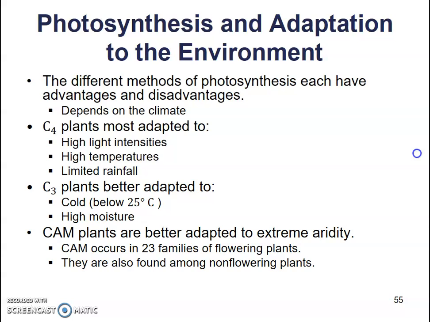CAM occurs in 23 families of flowering plants, and they are also found among non-flowering plants. These are generally your succulent plants, so like cacti and those sorts of plants.